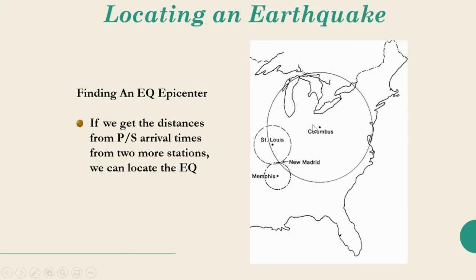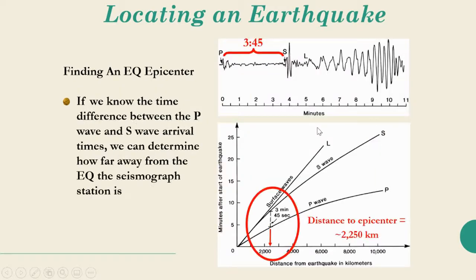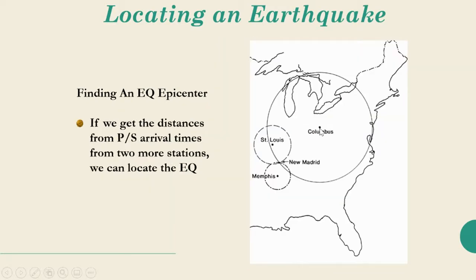If we were to actually graph this, say our seismograph is in Columbus, and we determine we are 2,250 kilometers from the earthquake, we can draw a big circle around Columbus and say, hey, the earthquake occurred somewhere around this circle. Now, this method is called triangulating because you need 2 more circles for a total of 3 circles to actually pin down the location.